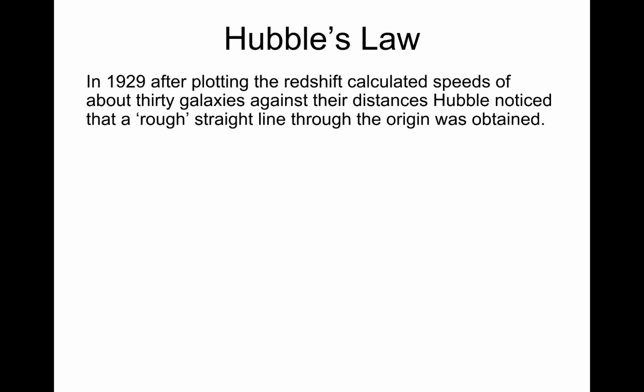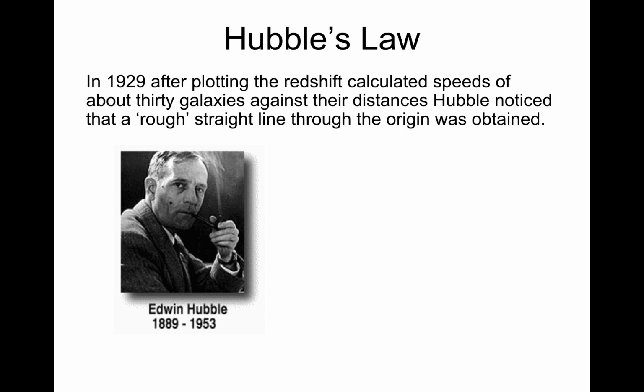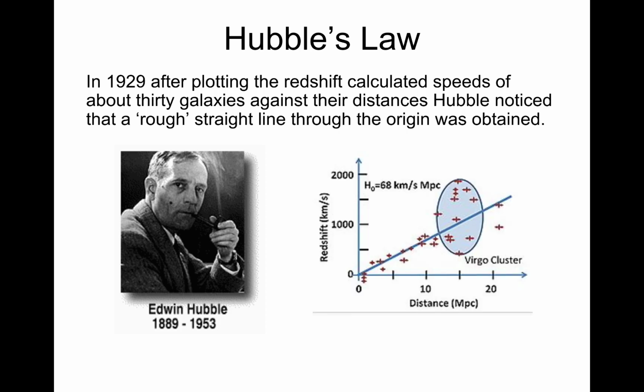Right, so in 1929, after plotting redshift-calculated speeds of about 30 galaxies against their distances, Edwin Hubble noticed that there was a rough straight line through the origin. Obviously there's a bit of discrepancy. Hubble's law can go anything between around 60 to 80 kilometers per second per megaparsec. Hubble said around 68. The data sheet one is under astrophysics and the options for astronomical data, and it's 65 kilometers per second per megaparsec.